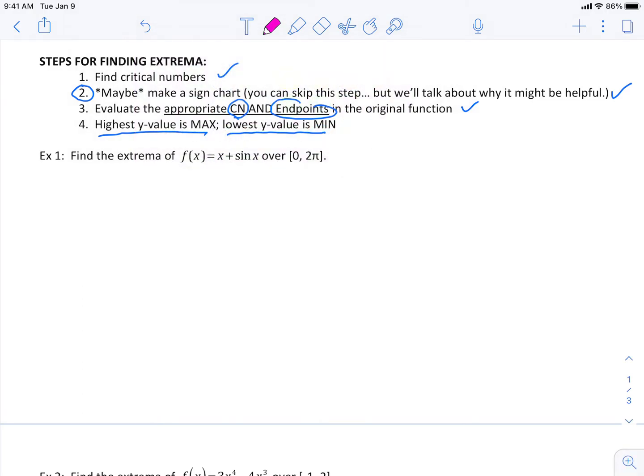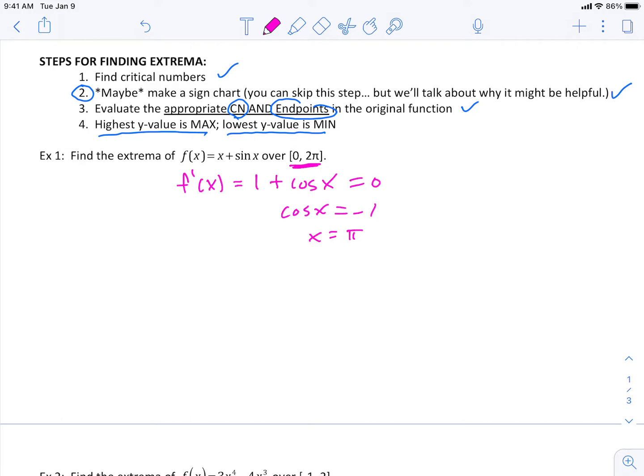So first, we're going to find the critical numbers. So that means we got to take the derivative. So the derivative here will be 1 plus cosine of x. Now we set that equal to 0. We solve. So cosine of x is equal to -1. And here we get x equals pi. And that's certainly between 0 and 2 pi.